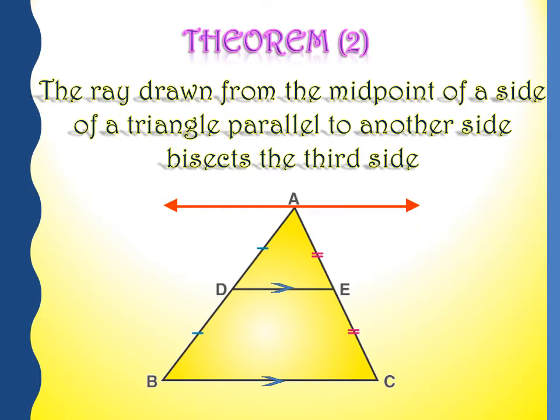We have studied before that if we have several parallel lines and they cut a transversal into equal distances, then they cut any other transversal into also equal distances. From this we can say that the distance AE equals distance EC as shown in the figure, and by this we proved this theorem.